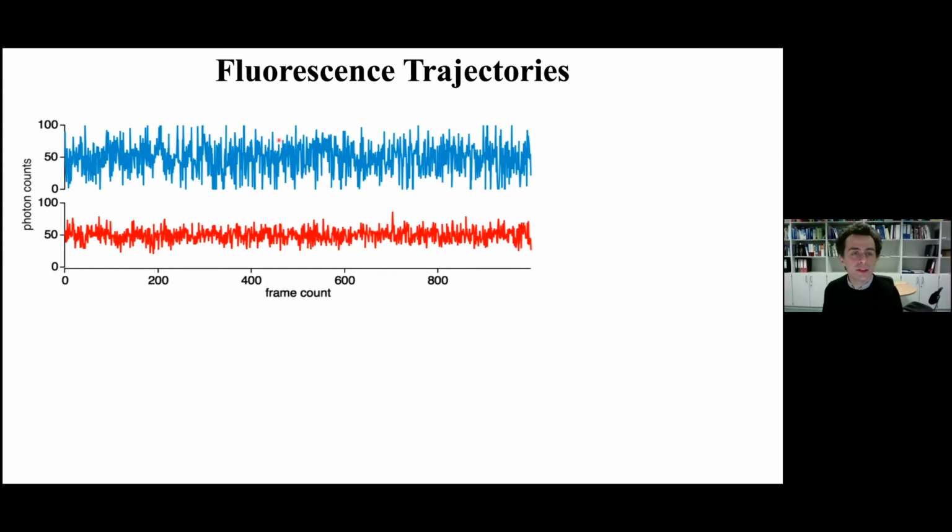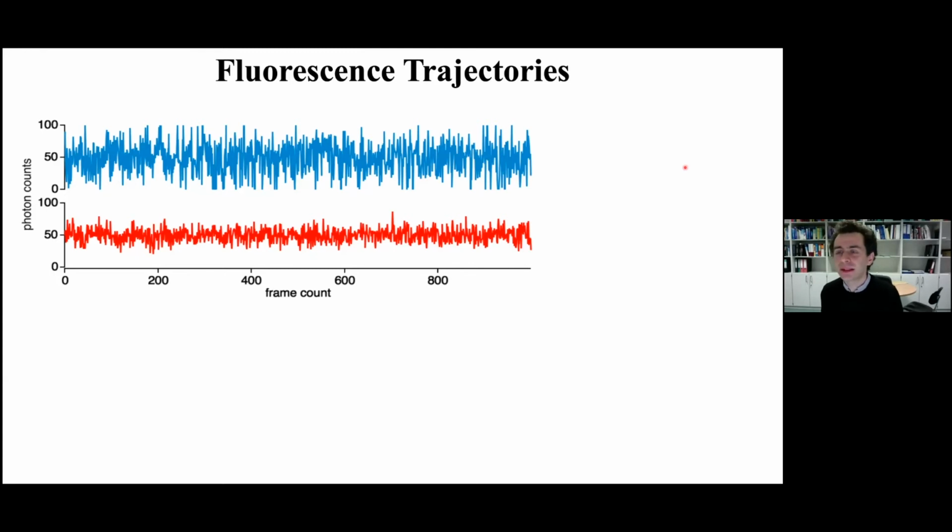So you see these traces have the same average intensity, but they clearly look different. Can someone tell me why they are different, or what makes them different? You can type in the chat, don't be shy. Also, this is a good way to check if people are still there.